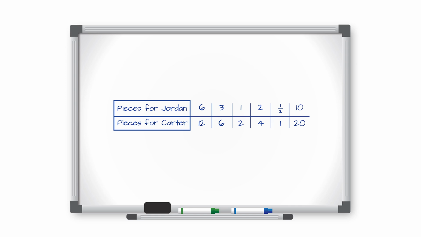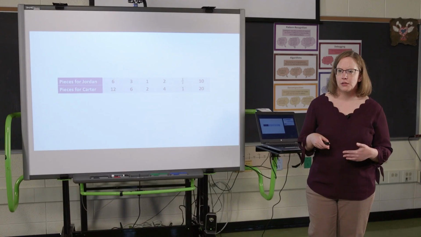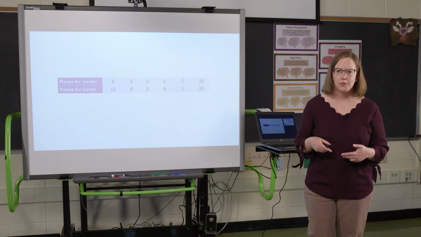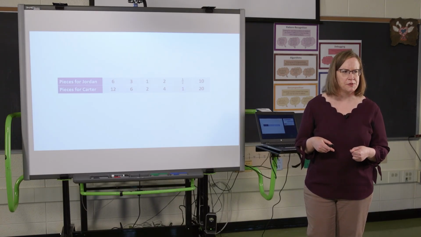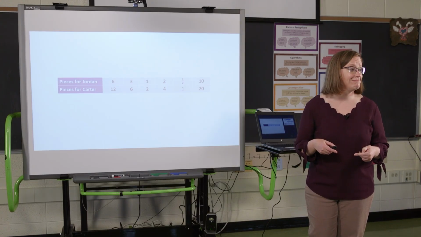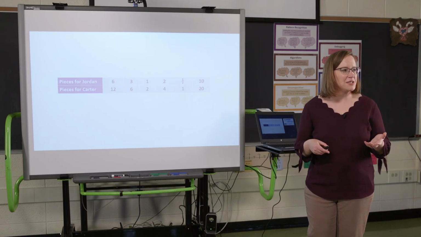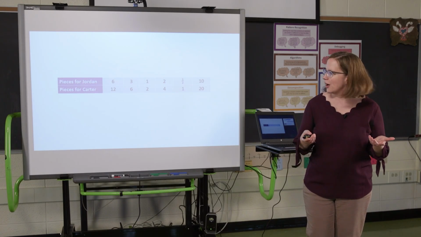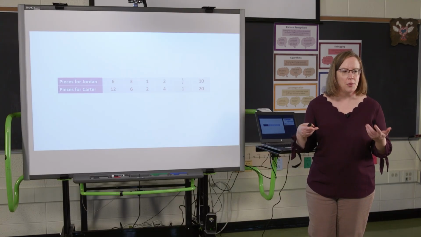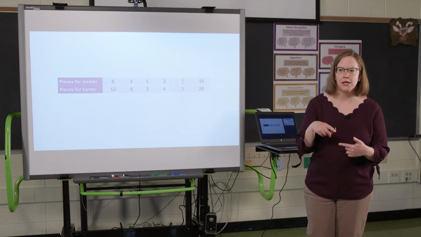How are they helpful? Let's look at that 6 and the 12 in the first column there. What is that telling us about the problem? What did that 6 and 12 represent in those problems about chocolate bars we were just talking about? Yeah, we said that when there were 18 pieces in the chocolate bar, Jordan got 6 and Carter got 12. So why are those two numbers together in the same column?